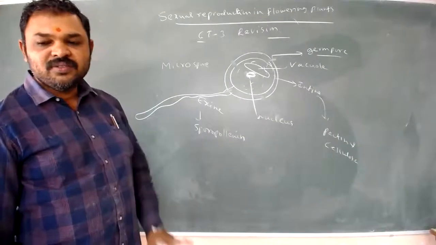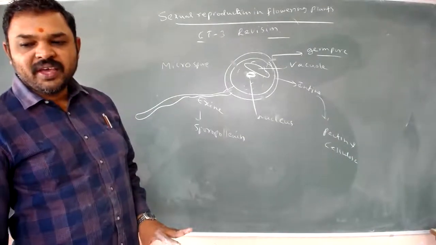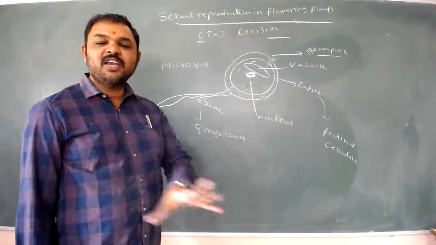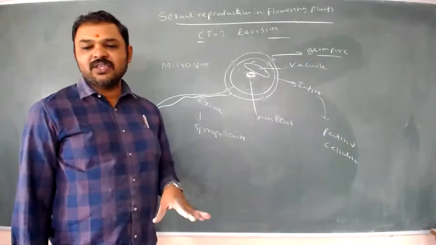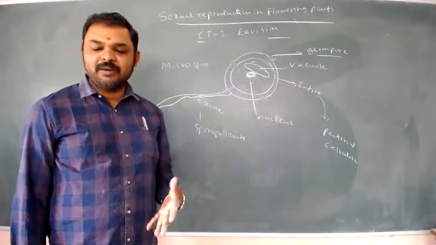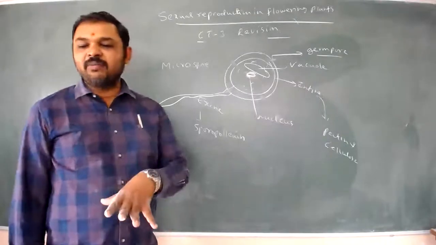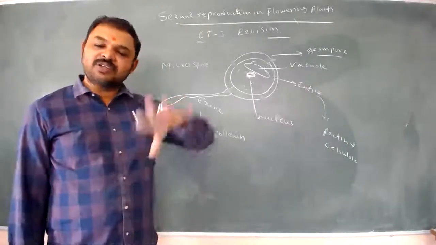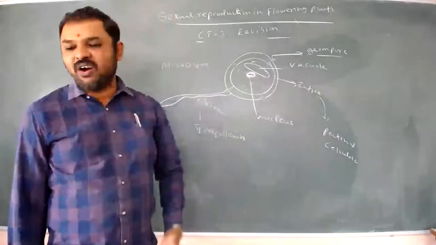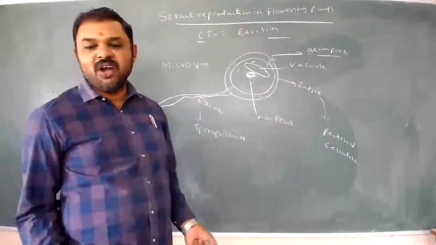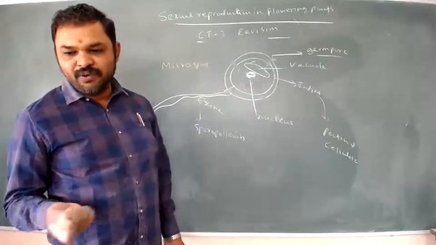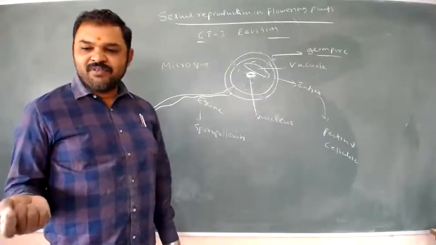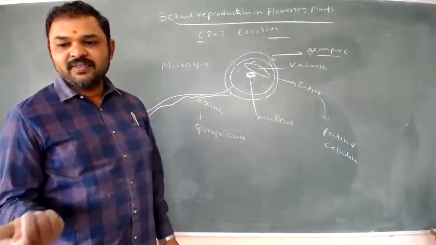Now, these pollen grains, due to the presence of a resistant material, can be preserved in the form of fossils. What is a fossil? The remains of plants and animals, of organisms which survived once upon a time and are not present now. Those organisms' remains are called fossils. Suppose you have a bone of a dinosaur, that is a fossil. If you have a Ginkgo biloba pollen grain, that is a fossil.